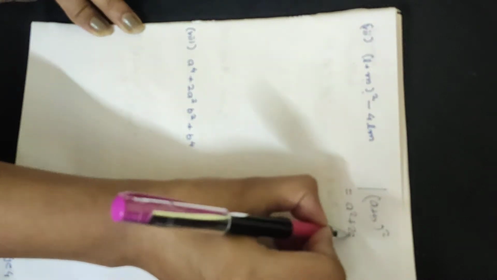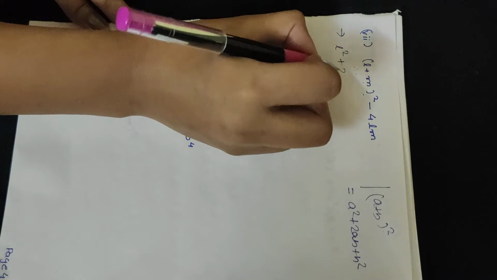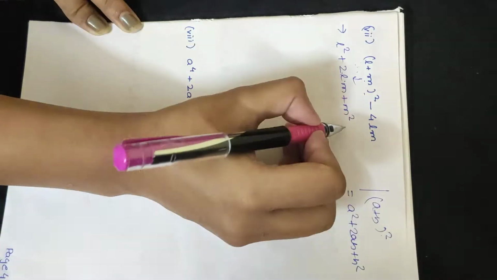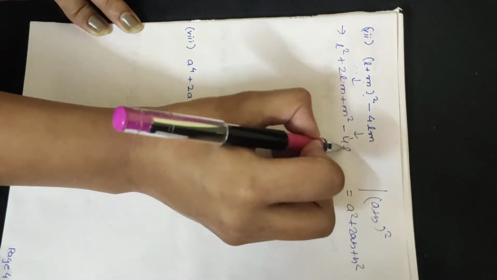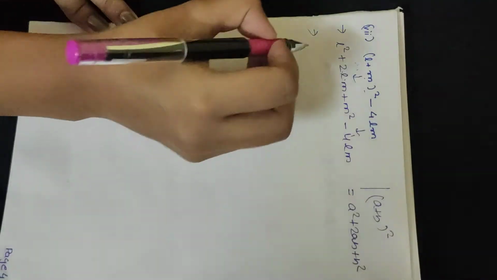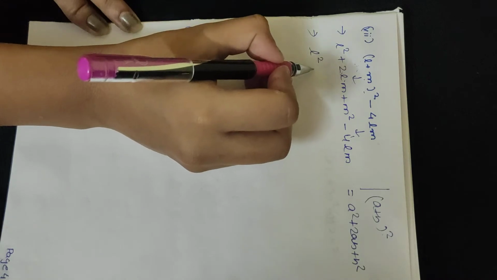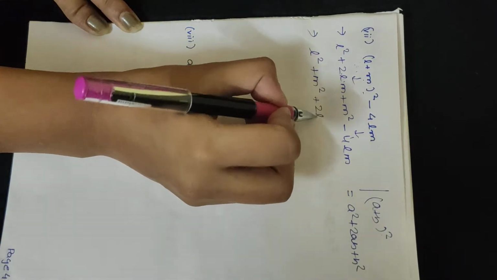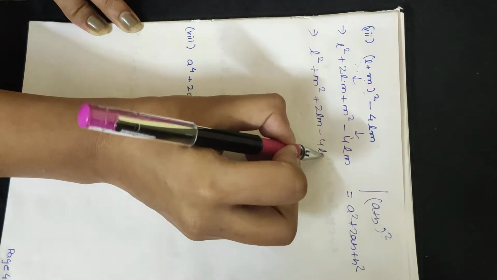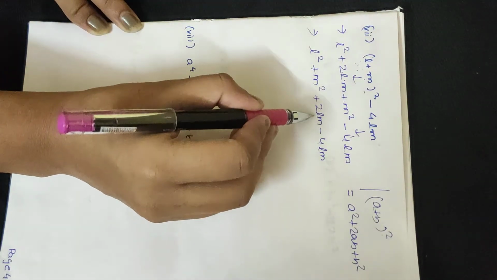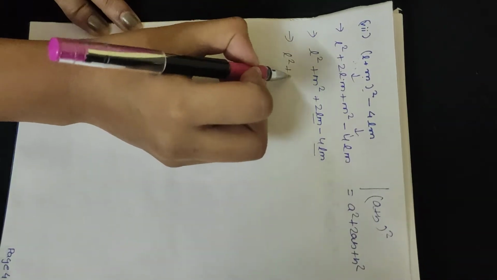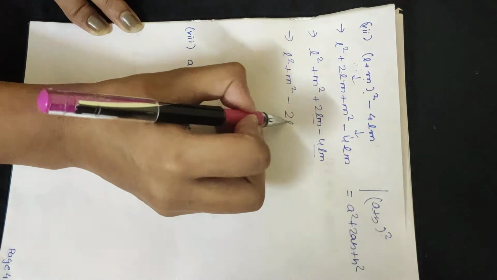A square plus 2AB plus B square. So similarly L square plus 2 into L into M plus M square. So we expanded this and we wrote the same 4LM. You can put L square plus M square, I am just rearranging it, plus 2LM and minus 4LM, which brings us to minus 2LM.